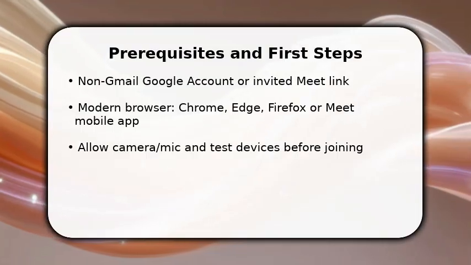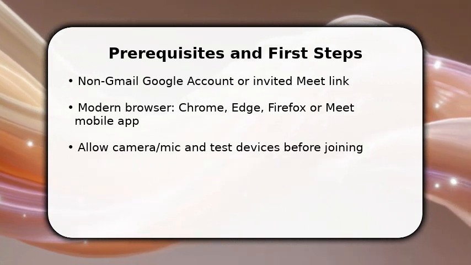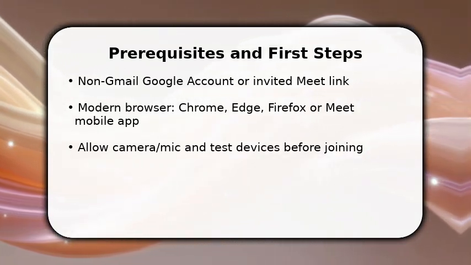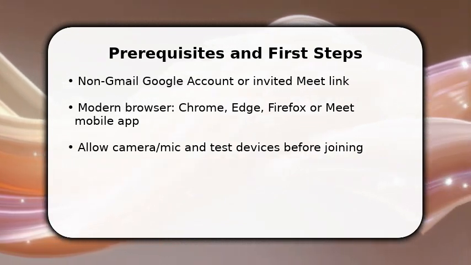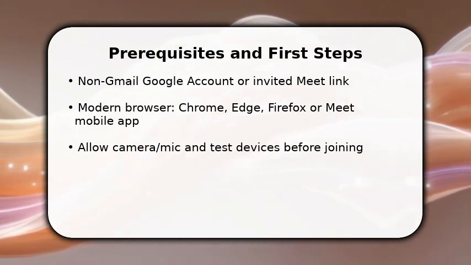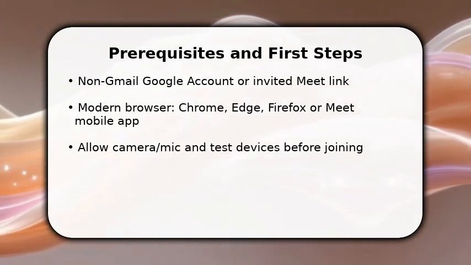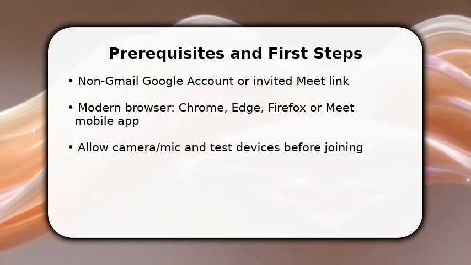You need either a non-Gmail Google account or a direct Meet invitation link. This is how Google identifies you without a Gmail. First, open a supported browser or the Meet app and paste the meeting link or click the invite. When prompted, sign in with your Google account credentials or continue as guest if the host enabled guest access.